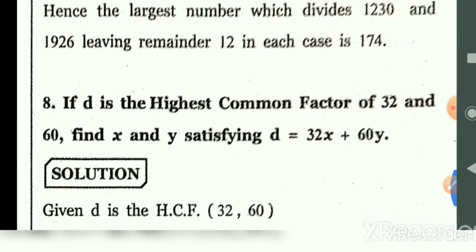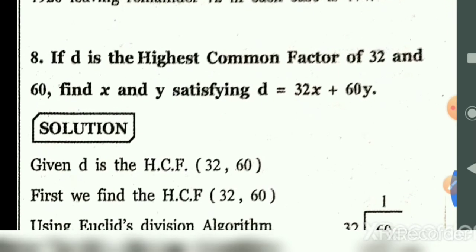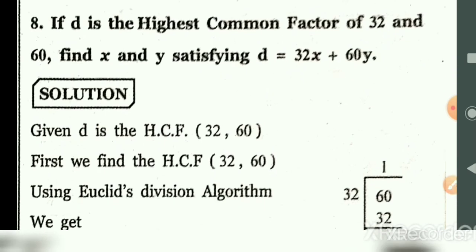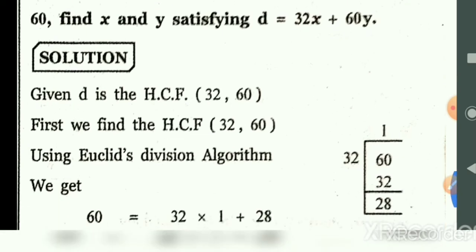Next we see question number 8. It is one of the simple concepts. If D is the highest common factor of 32 and 60, find x and y satisfying D is equal to 32x plus 60y. So, given D is the HCF of 32 and 60.